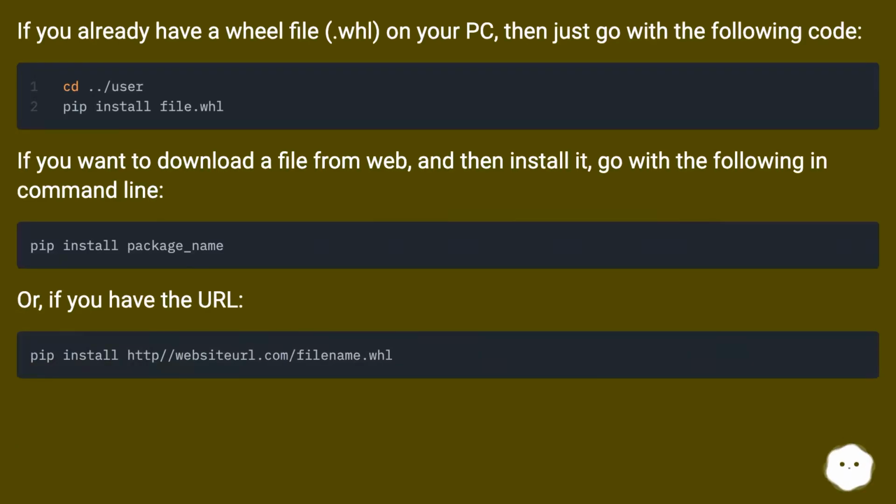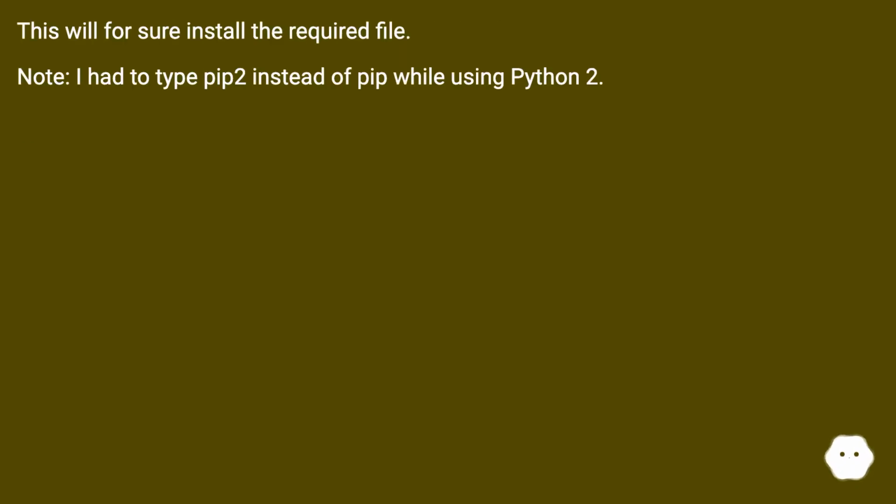If you already have a wheel file, .whl, on your PC, then just go with the following code. If you want to download a file from the web, and then install it, go with the following in the command line. Or, if you have the URL. This will for sure install the required file. Note, I had to type pip2 instead of pip while using Python 2.